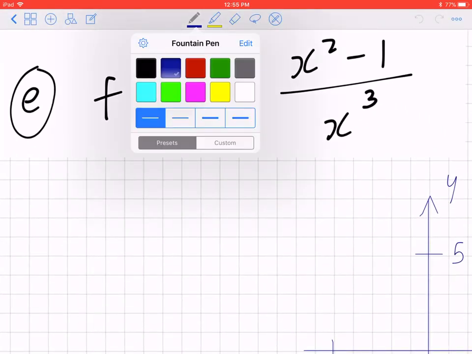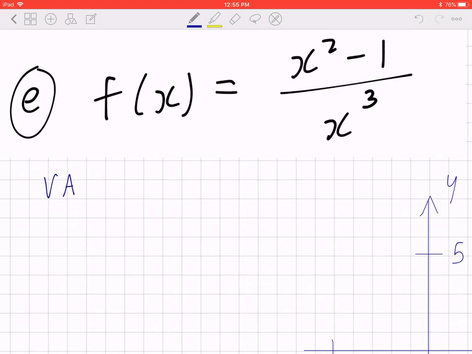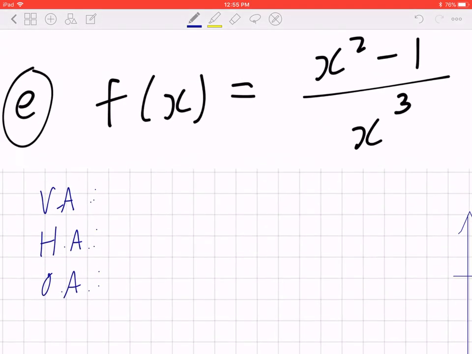Step 1. Before we look at the domain, because this is a fraction or a rational expression, start with the vertical asymptote, horizontal asymptote, and oblique asymptote. By inspection, if you look at the function (x² − 1) / x³, the denominator cannot be 0. So x³ cannot be 0, or x cannot be 0. This means the vertical asymptote is located at x = 0.